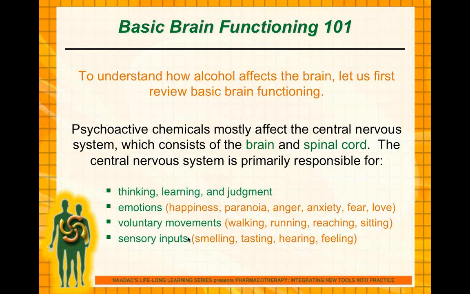And so starting right off, we're going to just go over some super, super simple brain functioning 101 stuff, not spend too much time, but in essence, I feel like it's important to go over some basic brain functioning. So as we know, psychoactive chemicals mostly affect the central nervous system, which contains the brain and the spinal cord. And the central nervous system is primarily responsible for things like thinking and learning and judgment and all of your emotions and those voluntary and involuntary movements and all of our sensory inputs such as smelling and tasting and hearing and feeling. That makes a lot of sense because psychoactive chemicals are affecting the ways in which you walk and things that you're saying and the perceptions and delusions of what you might be seeing in the real world. It's all very skewed at this point, especially in the thinking and learning and judgment section. And that's due to the central nervous system.